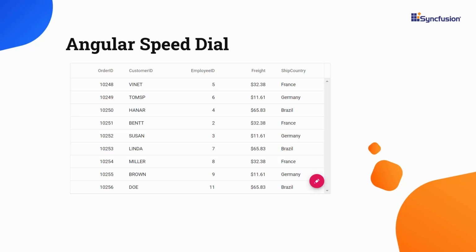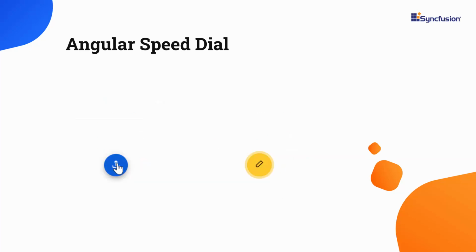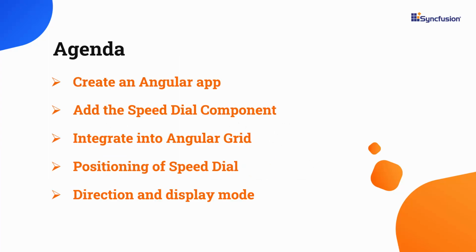The Syncfusion Angular Speed Dial component is an extension of the Angular floating action button, displaying a list of action buttons when clicked. It shows action buttons in linear and radial directions. In this video, I will show you how to integrate the Angular Speed Dial button into the Angular Grid component and change its position, display modes and directions, and other basic features.